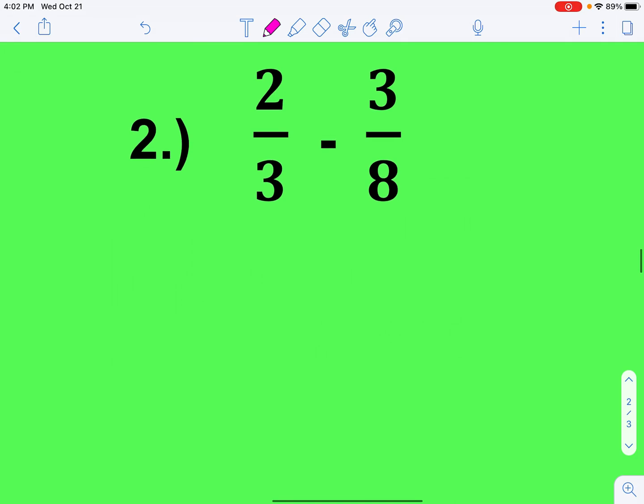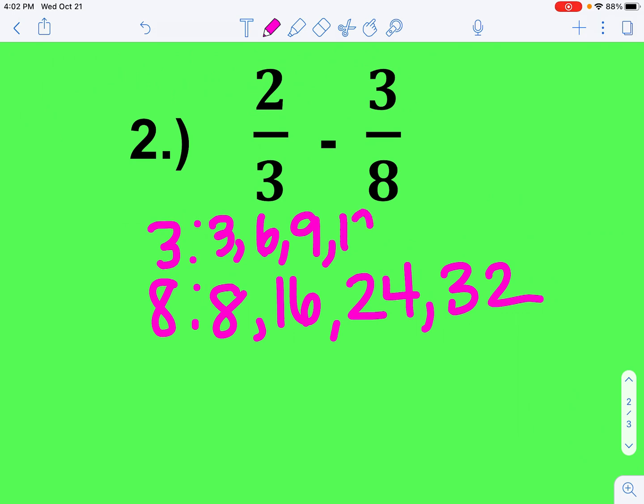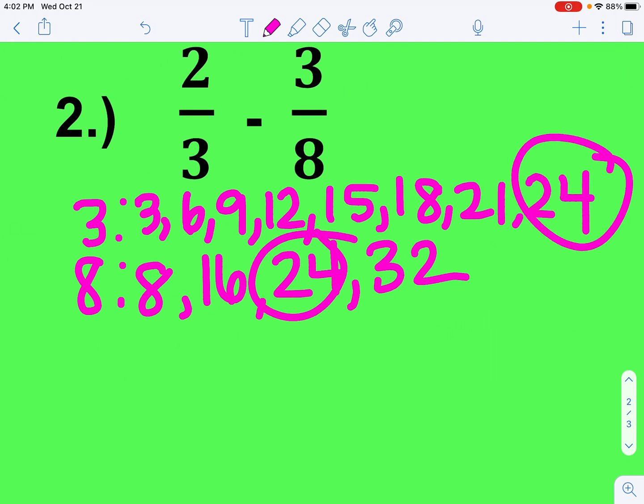Alright, let's look at number 2. 2/3 minus 3/8. So I need to find my common denominators, so I'm going to find my least common multiple. Count by your biggest number first. 8, 16, 24, 32. I think that's enough. Now let's count by our threes. 3, 6, 9, 12, 15, 18, 21, 24. 24 is the one that they both have in common.